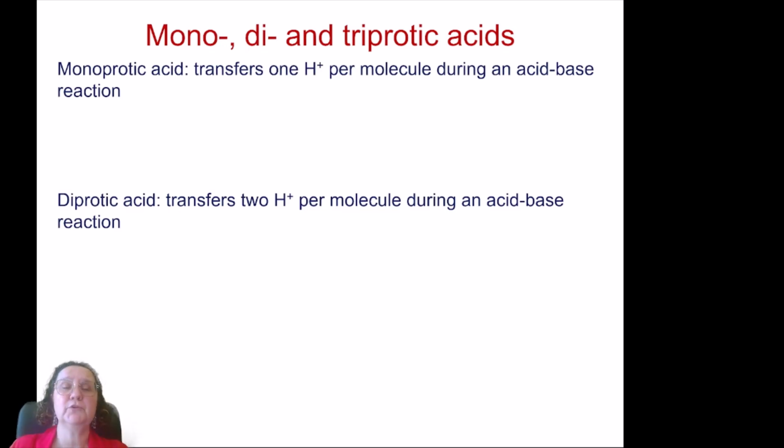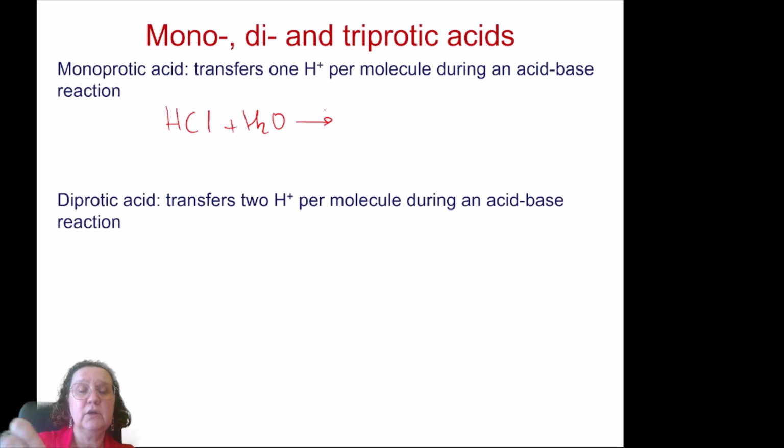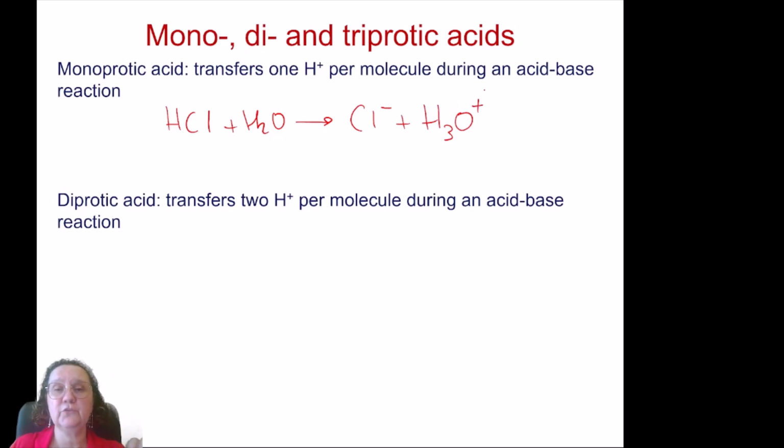So a monoprotic acid can only donate one hydrogen ion in an acid-base reaction to whatever base it is reacting with. A typical example of a monoprotic acid is hydrogen chloride. Hydrogen chloride has only one hydrogen. So when it reacts with water and donates the hydrogen to the water, it liberates the chloride anion, and the hydrogen ion goes to the water to generate this species H3O+, which is also called hydrogen ion, and we'll talk about why it's called like that in a few slides.